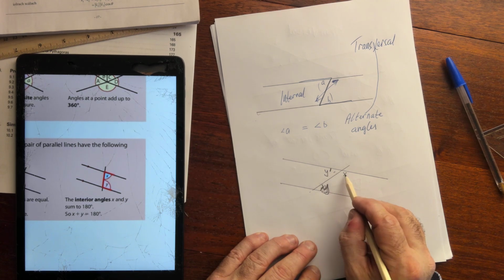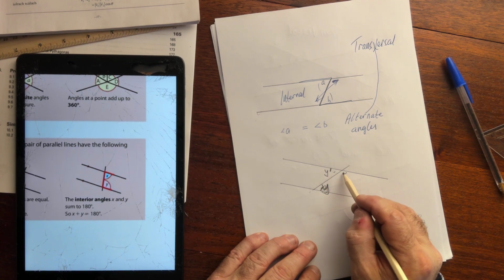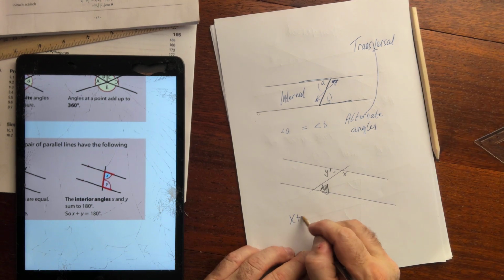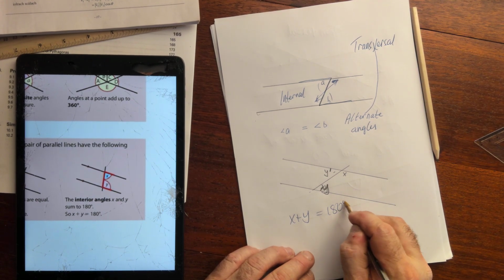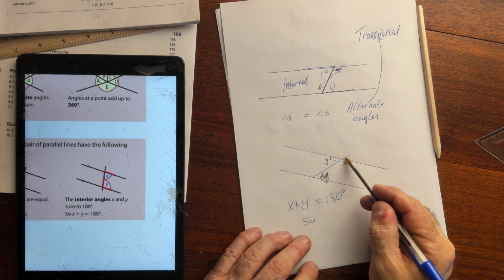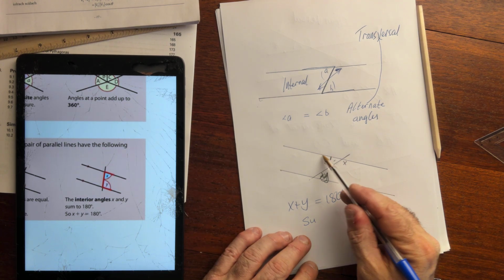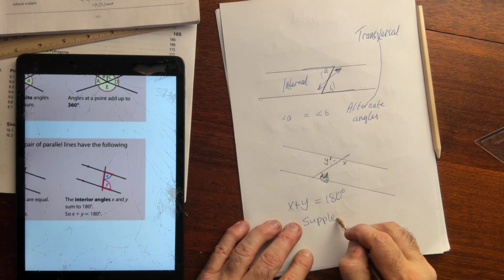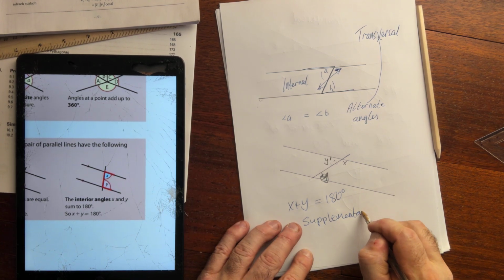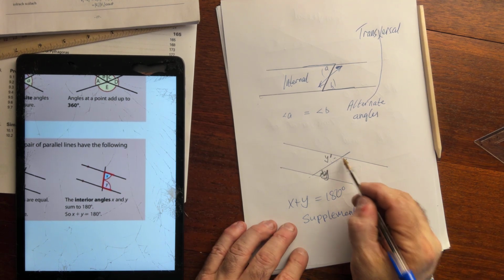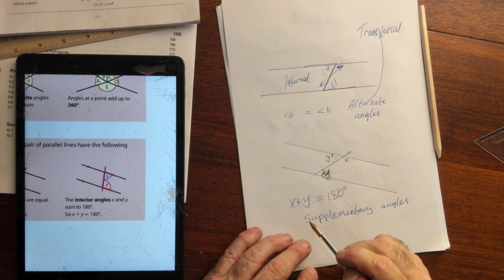So x and y dash is the same as x and y, and they add to 180 because they're a straight angle. Okay, so x plus y equals 180 degrees, which means they supplement each other, because if you've already got x and you add on y, adding on is supplementing. Supplementary angles always add to 180. They don't have to be adjacent, they're not here, but they are supplementary.